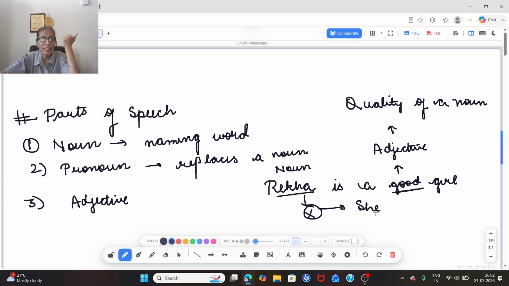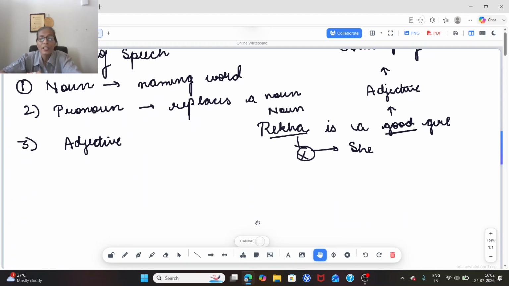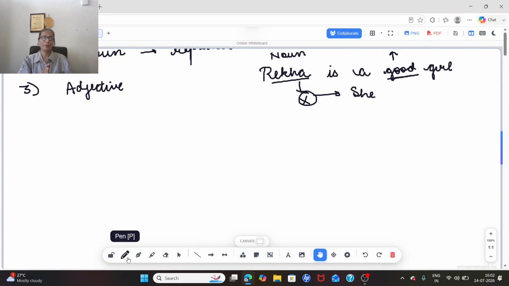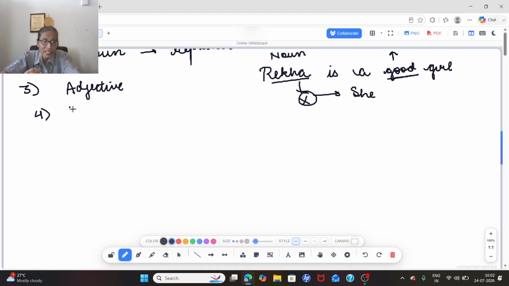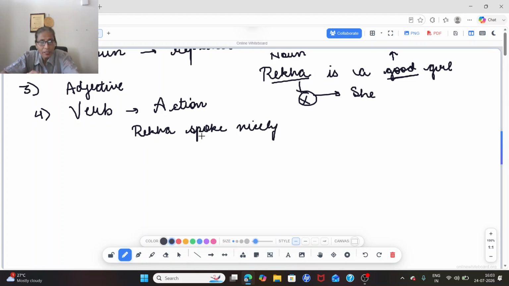So the first part is the noun. The second part is pronoun. The third part of speech is adjective. The fourth part of speech is a verb. So now what is a verb? When we are using a sentence, it has an action included. So when I say, Rekha speaks nicely, speaks is a verb here. Or I can say Rekha spoke nicely. Spoke is again a verb here. So verb we will again study in detail, but here we have to simply understand what exactly a verb is. So verb is an action word. Whatever we do is an action. So action words are verbs.